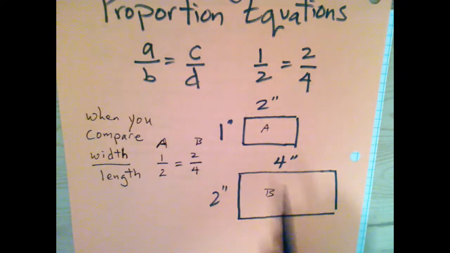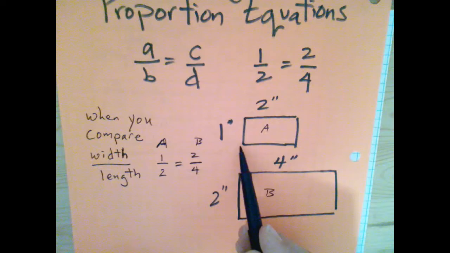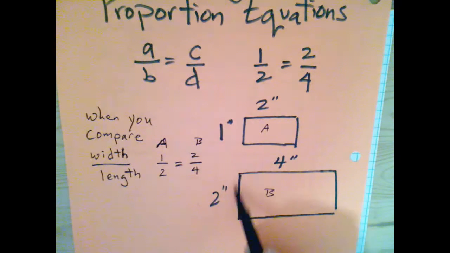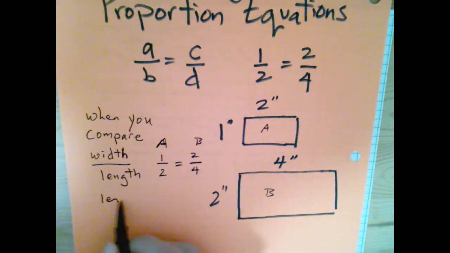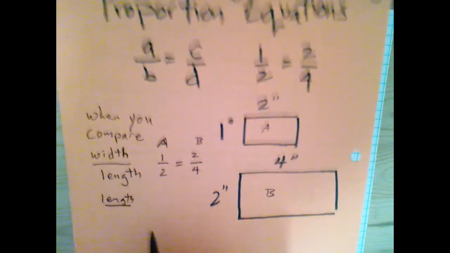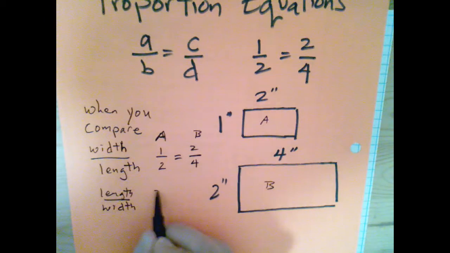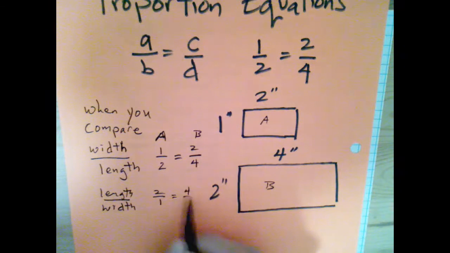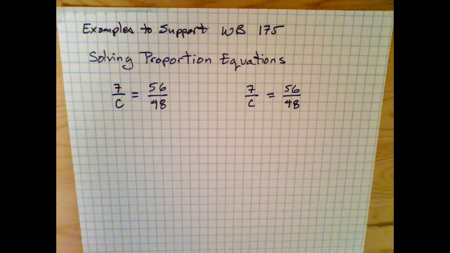And it would work the other direction too. The ratio of the length to the width, this would be 2 divided by 1, which is 2. This would be 4 divided by 2, which is 2. So it works both ways. If I switched around and said the length to the width, for A it would be 2 over 1, B would be 4 over 2. Either way, this would equal 2, this would equal 2. So let's look at some equations and how to solve them.